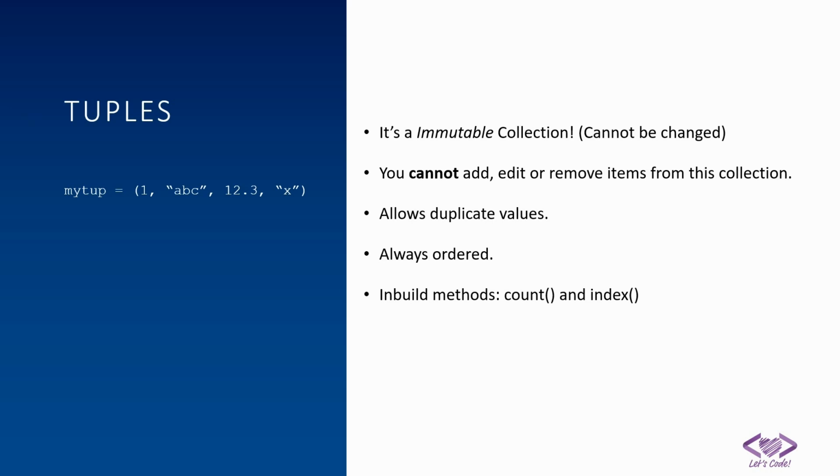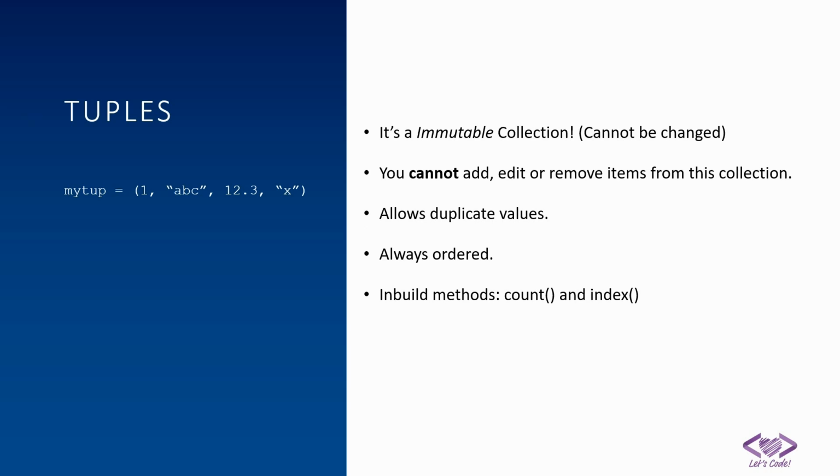It is similar to list. Instead of square brackets, we use normal brackets to create the tuple. And again, similar to list, it can take multiple data types. It's not that the same data type element should be used. But the major difference is that list is a mutable collection, whereas tuple is an immutable collection.